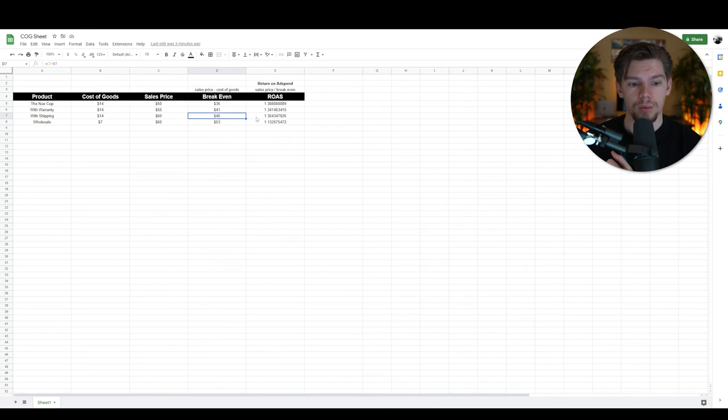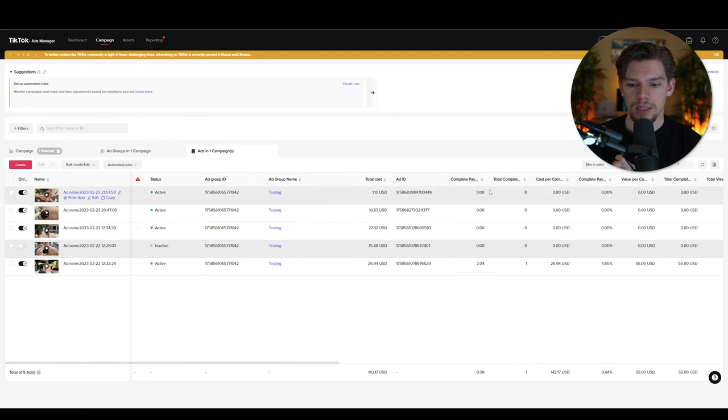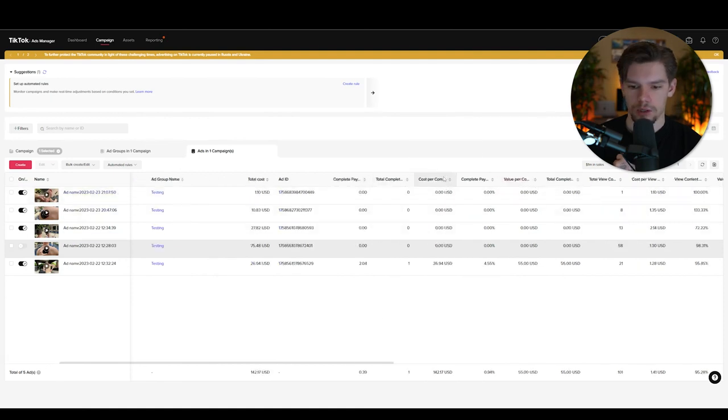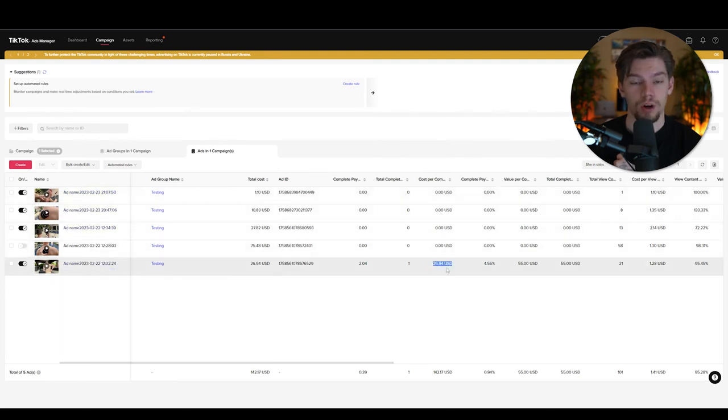That's like our break even, and we need to be at least over a 1.3 ROAS, which is nice because we can see what's our total cost per purchase. So cost per complete payment, which is basically cost per purchase. We can go down and see, oh, it's 26. We still had almost $20 that we could have spent. So really, really nice here.